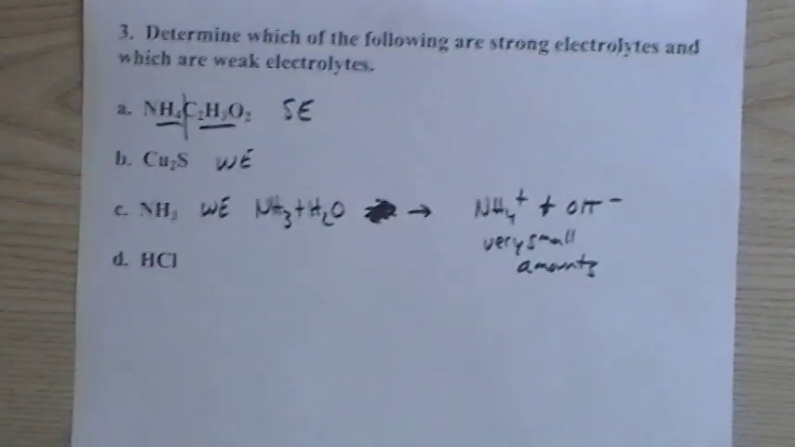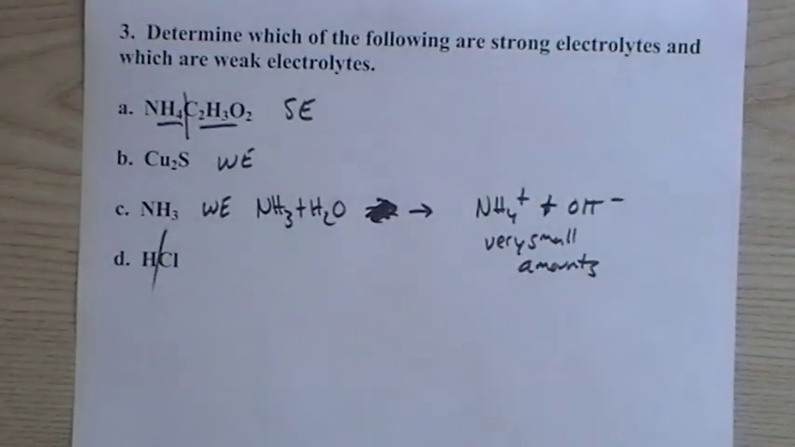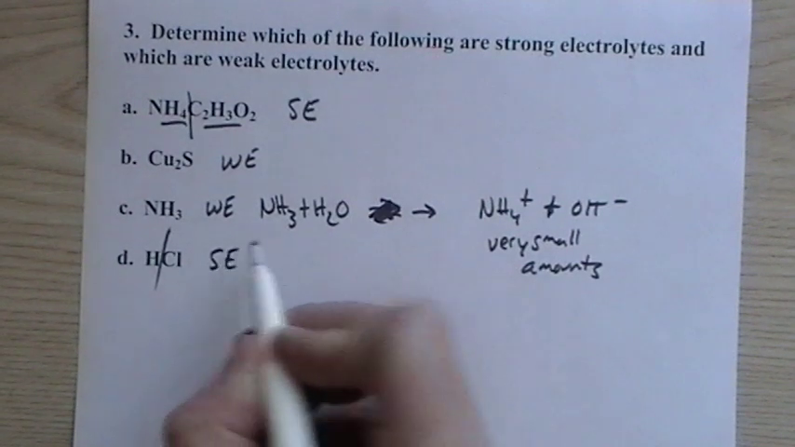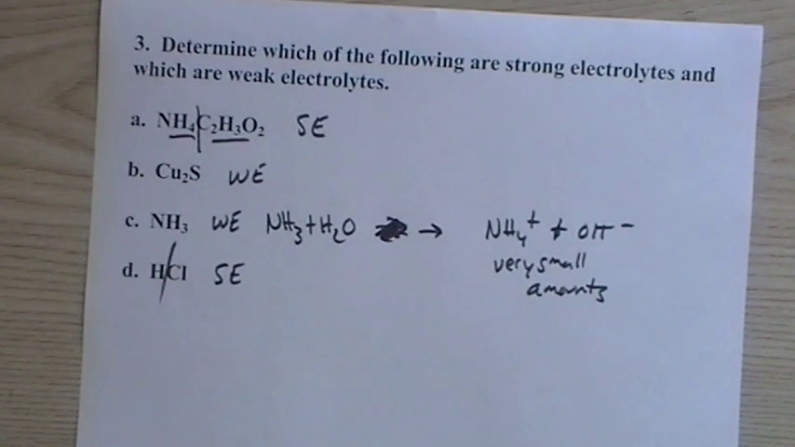And then HCl is hydrochloric acid. That breaks up into ions readily, 100%, and so this would be a strong electrolyte. So you should know that strong acids and strong bases are strong electrolytes. Weak acids, weak bases are weak electrolytes. Insoluble ionic compounds are weak electrolytes or non-electrolytes. And then soluble compounds are strong electrolytes.